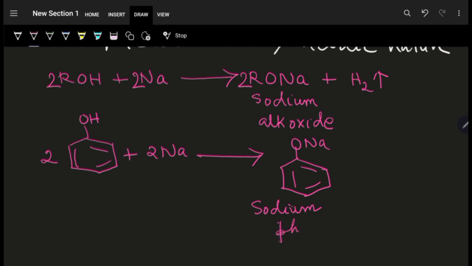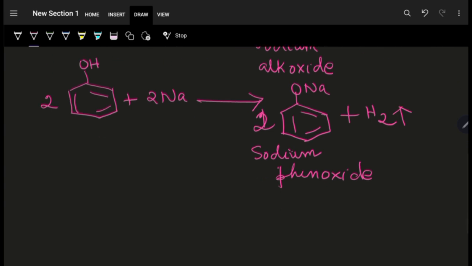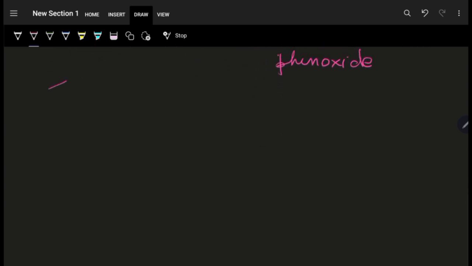And if you can test the presence of the H2 gas, you can say that this is an evidence for the reaction and evidence for the acidic nature of alcohols and phenols. Phenol also reacts with base. Like any acid-base reaction, phenol reacts with base NaOH, forming sodium phenoxide again, and water.